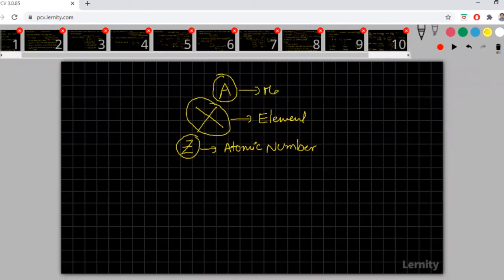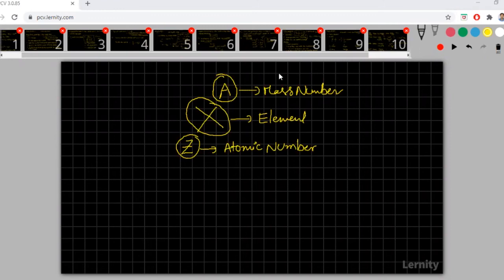Sometimes this mass number is also called the atomic mass number. It is the number of protons plus neutrons. This is the notation of the symbol. Understand clearly? This is the notation of the symbol. Now, please observe this one. Are you clear up to this?